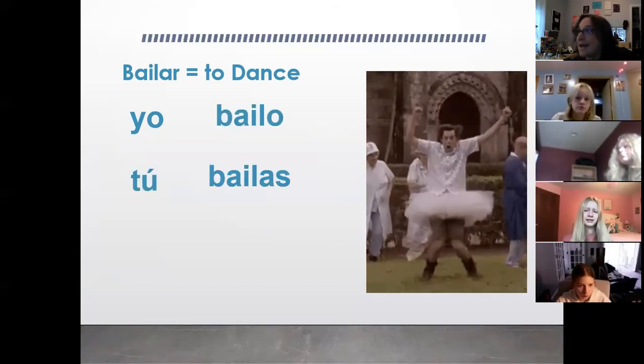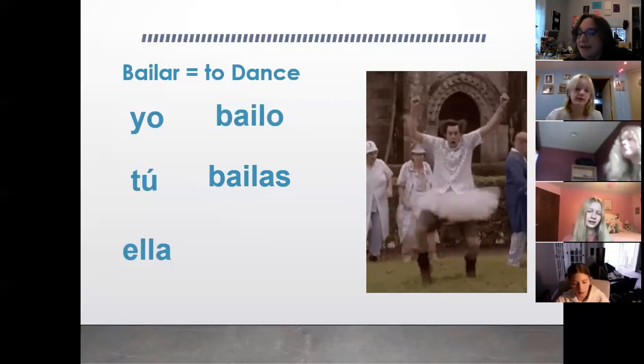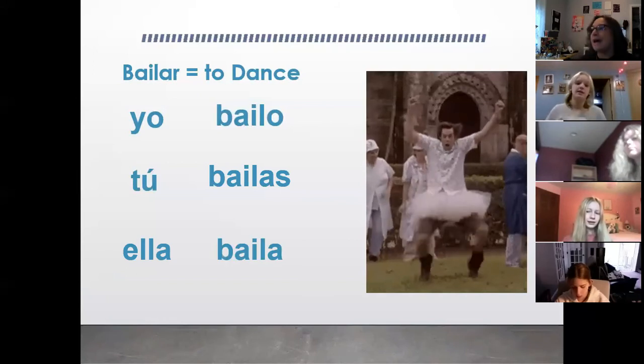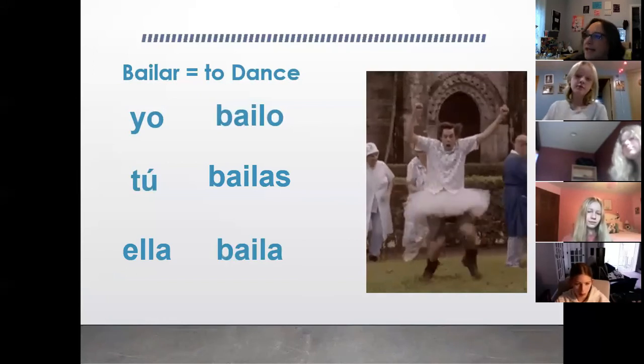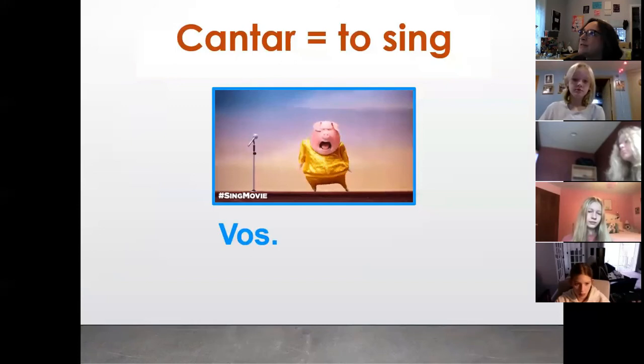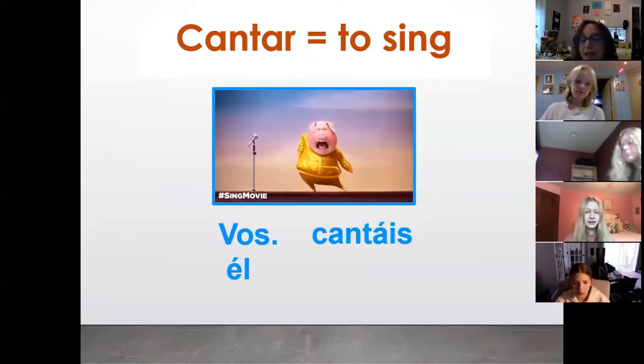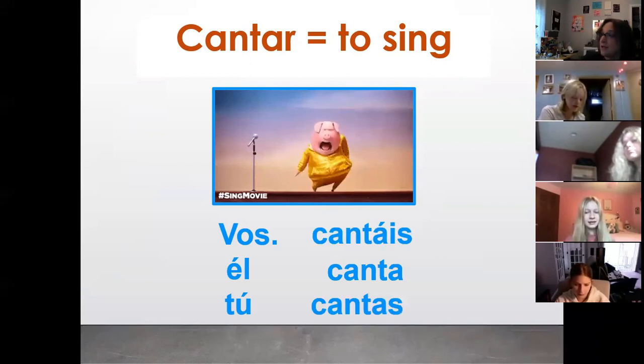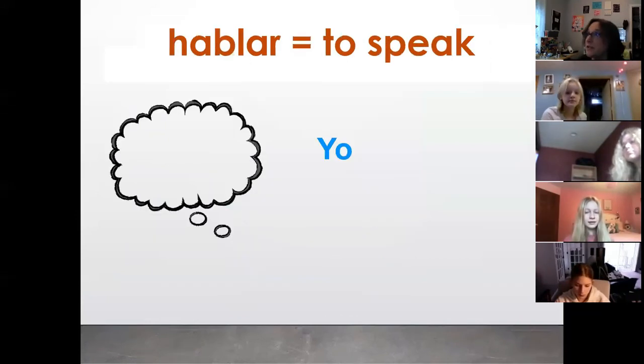Tú bailas. And now ella baila. Muy bien. So I dance, you dance, she dances. Cantar is the infinitive. Vosotros cantáis. Excelente. Él canta. Tú cantas. Y'all sing, he sings, you sing.